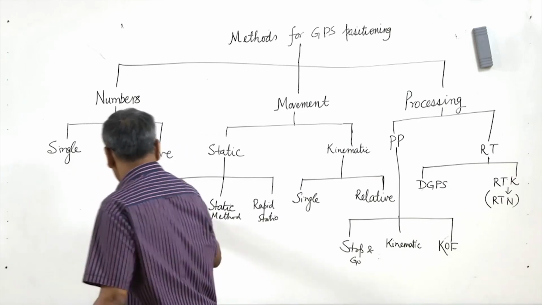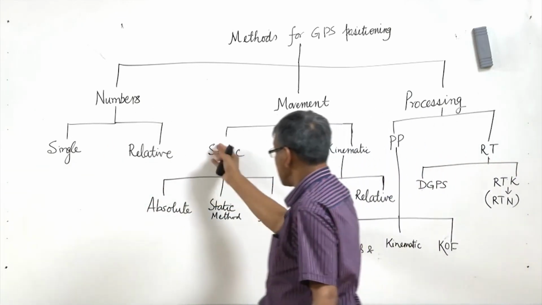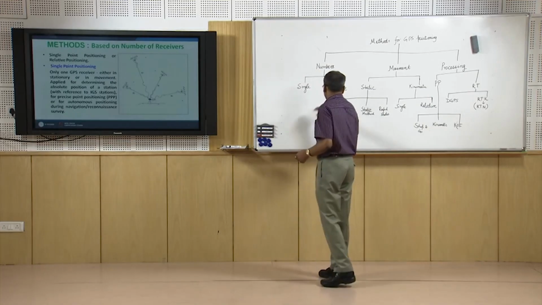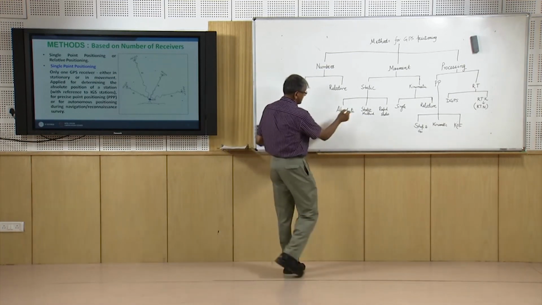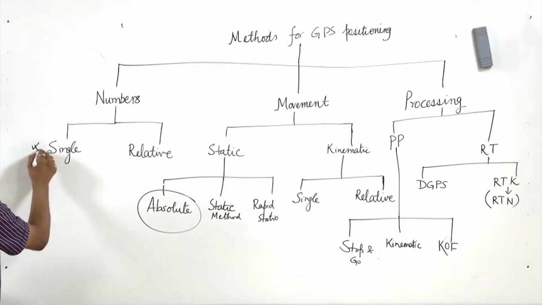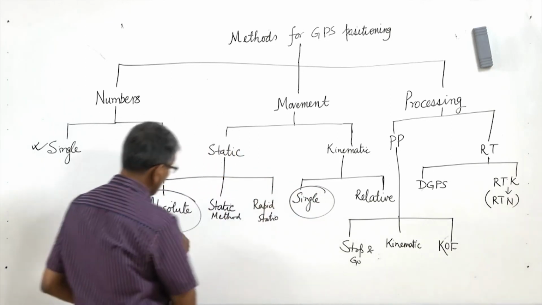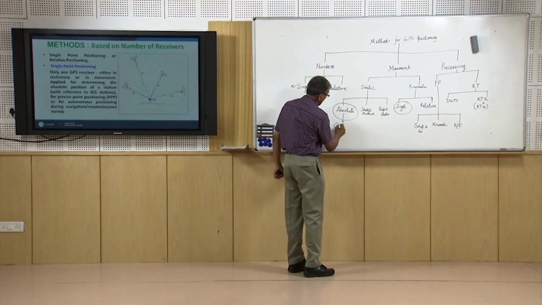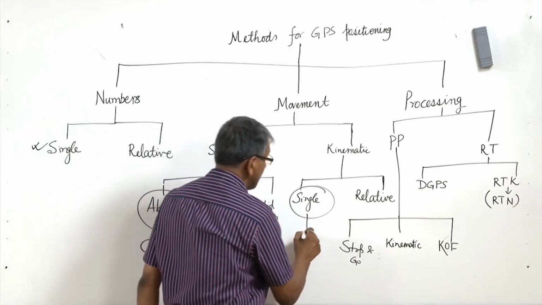Now this absolute positioning, again you can see, may be in a static condition, and it is being used for very precise positioning, specifically for control point establishment. So this single receiver method is coming here and also here; this is called absolute positioning for control point establishment, and this is for navigation purposes.